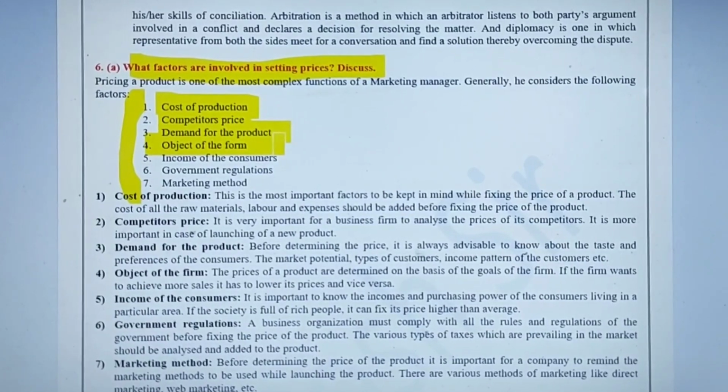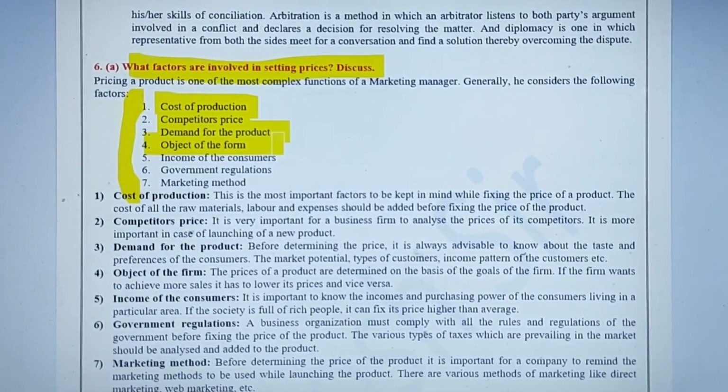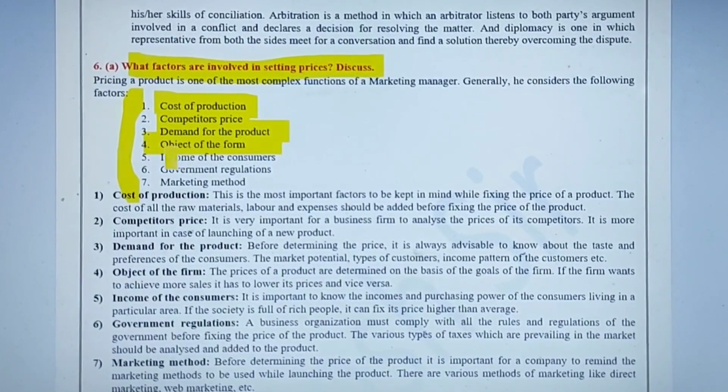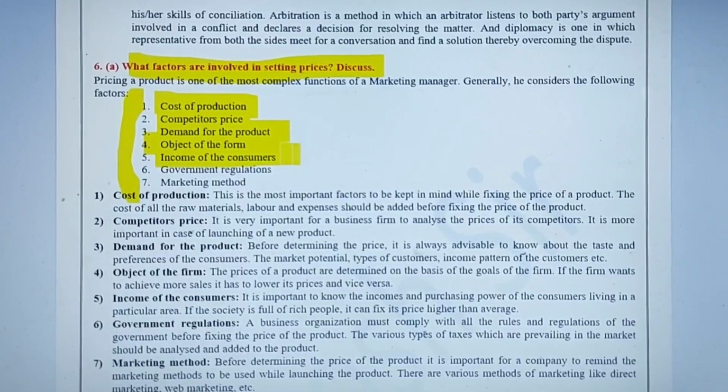And fourthly, objective of the firm. Like what is the objective of the firm? Whether to sell more or to earn more. So like that. And what are the incomes of the consumers of that particular market? So accordingly, it can set the prices low or high.